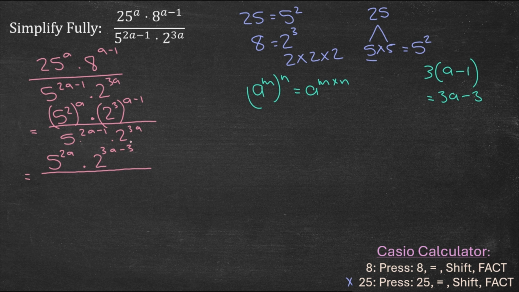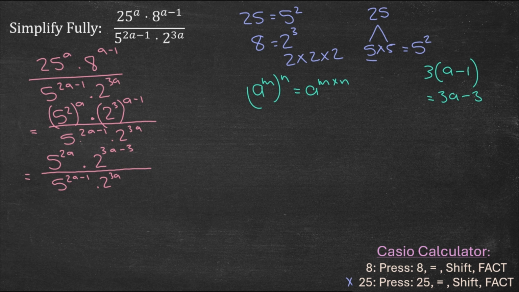Now looking at this denominator, I don't have same bases, so I can't multiply, and there are no brackets. So all I'm going to do is just rewrite the denominator as is. Now looking at the numerator and the denominator, I've simplified this as much as possible. So the only thing left for me to do is to divide.